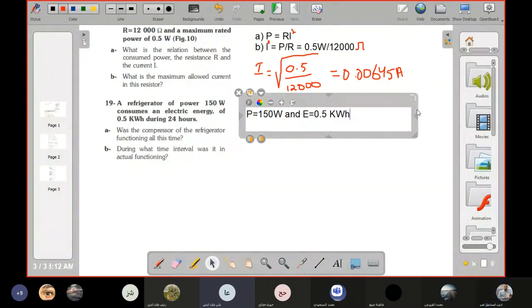Okay, we want to check if this refrigerator was functioning all this time. It consumes during 24 hours an energy of 0.5 kilowatt hour. Was the compressor of the refrigerator functioning all this time? So we have the power and the energy. What do we calculate?